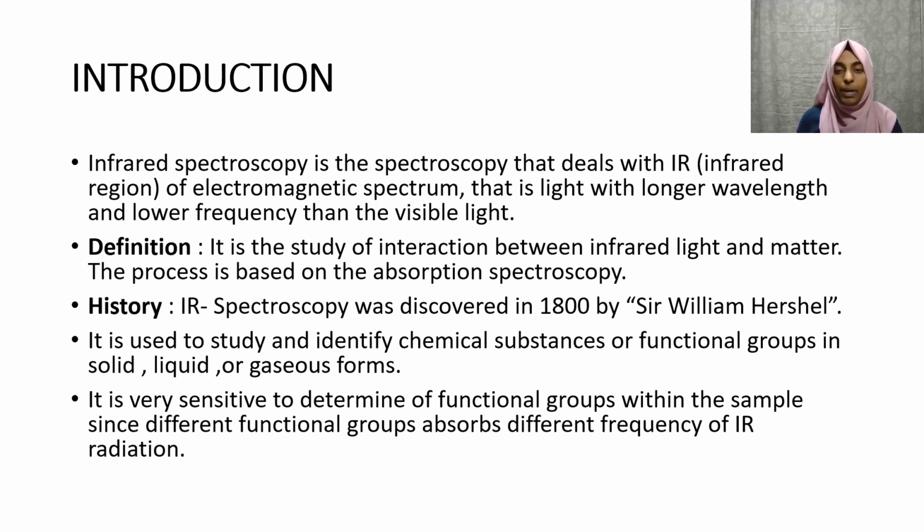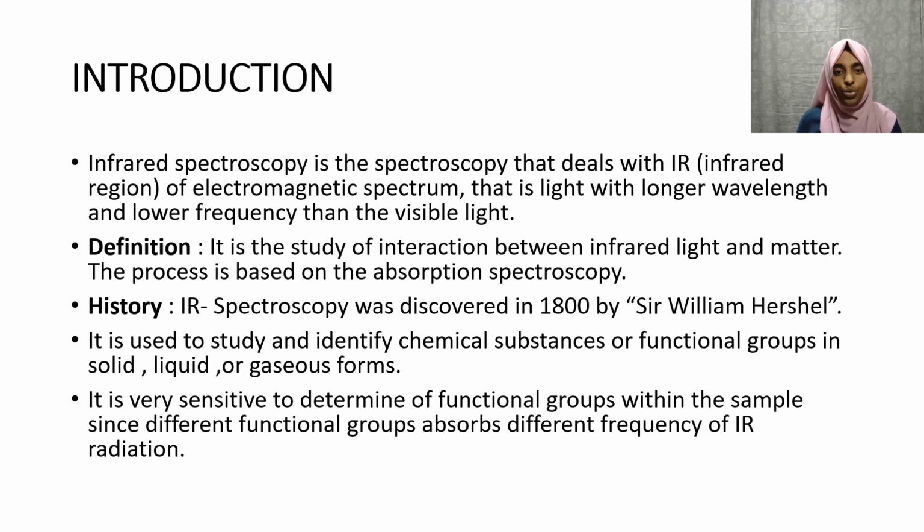Infrared spectroscopy is the spectroscopy that deals with the infrared region of the electromagnetic spectrum. That is the light with longer wavelength and lower frequency than visible light. Going to the definition, it is the study of interaction between infrared light and matter. This process is based on absorption spectroscopy. Now, history. It was discovered by Sir William Herschel in 1800. It is used to study and identify chemical substances or functional groups in solid, liquid, or gaseous forms.